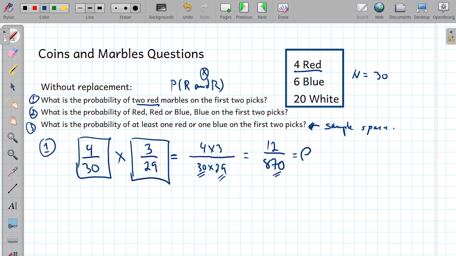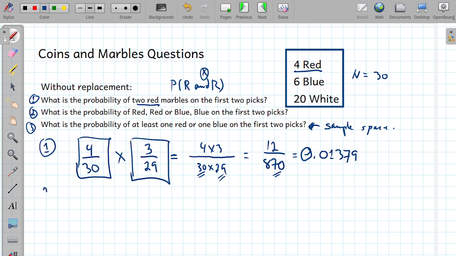So what does this work out to? I'm not going to simplify that fraction, by the way. So this will be a fairly small number. 12 divided by 870, and we get 0.01379. So about 1 1/3% of the time, that's what's going to happen. Did I get that right? 12 over 870? Yeah, that's right. Okay. Now, that one's done.